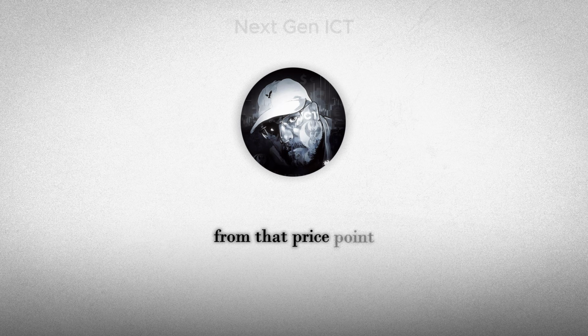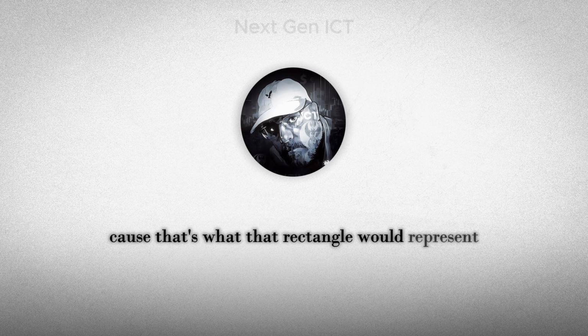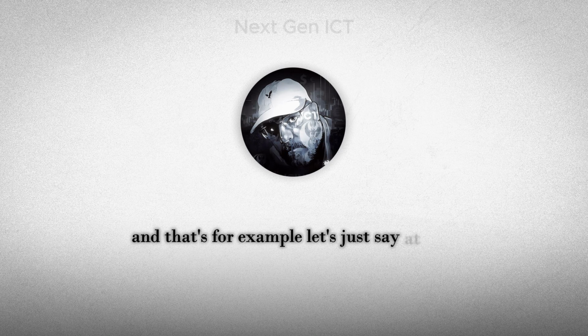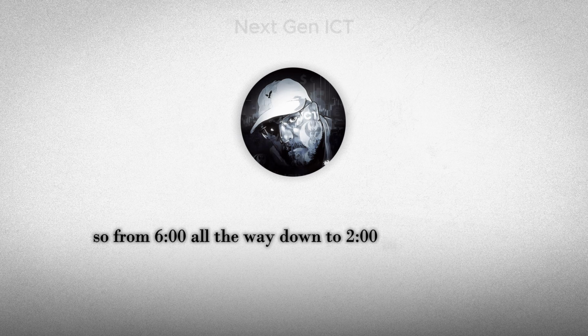From that price point, if you're bearish, you want to see it be below the 20 level of the previous day's range, because that's what that rectangle would represent. For example, let's just say at 2 o'clock on the trading day that you're in right now, it's 18 in reference to the previous day's range. So now you're below the low of yesterday's daily range. From 6 o'clock all the way to 2 o'clock in the morning, the market has done whatever it's done.